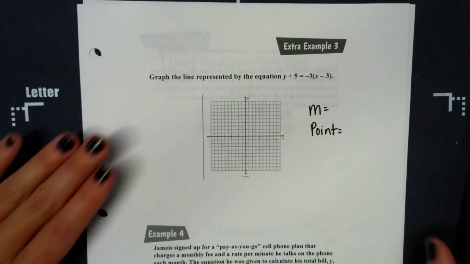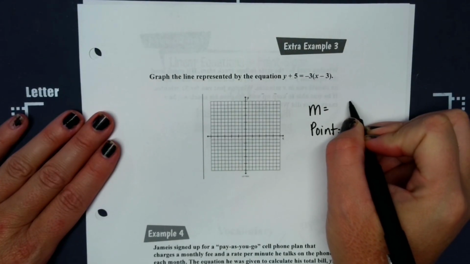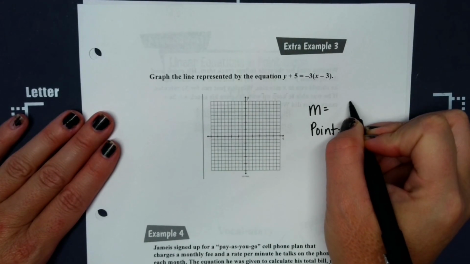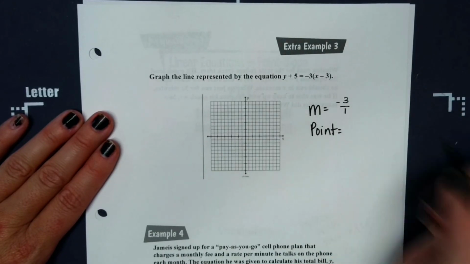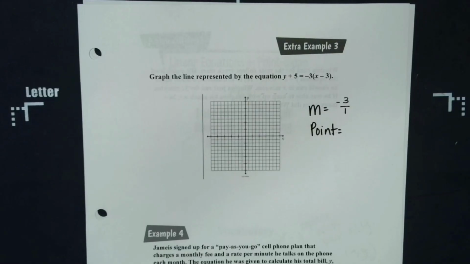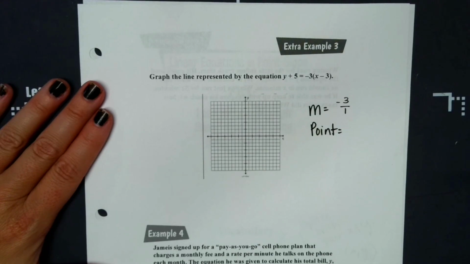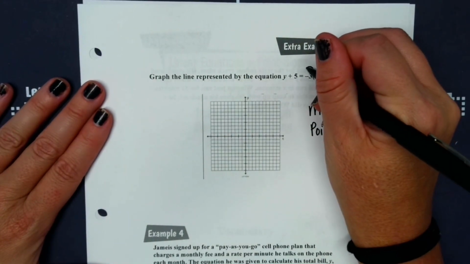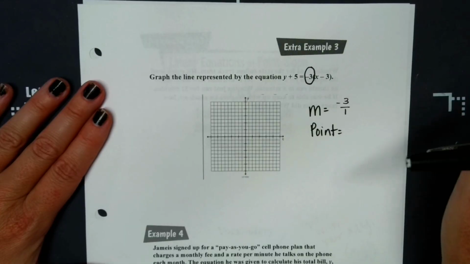All right. What did you get for your M? -3 over 1. Give me a thumbs up if you could get the slope, the m. If you couldn't get the slope, what questions do we have? Because it's a whole number, great question. It's a whole number. So any whole number I put over 1.